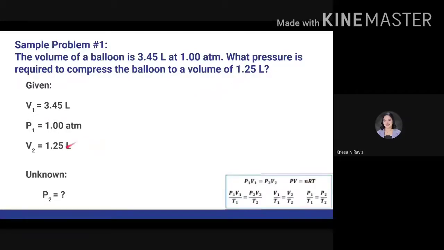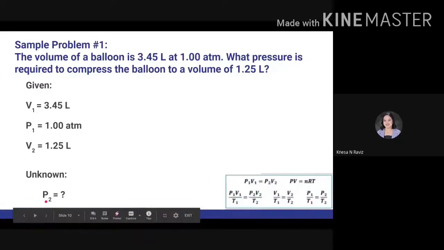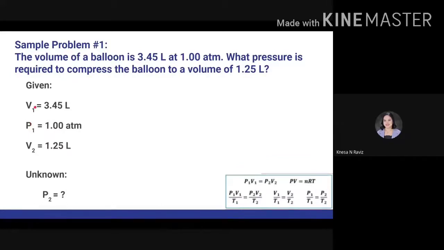1.25 liters here is the final volume, so we write V sub 2 equals 1.25 liters. And of course, we are looking for the pressure, particularly the final pressure, P sub 2. Now, how do we know which equation to use? Notice that in the given, we are dealing with pressure and volume.